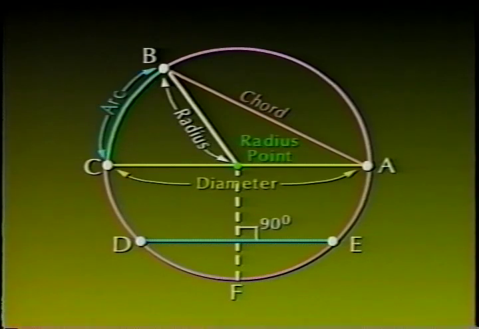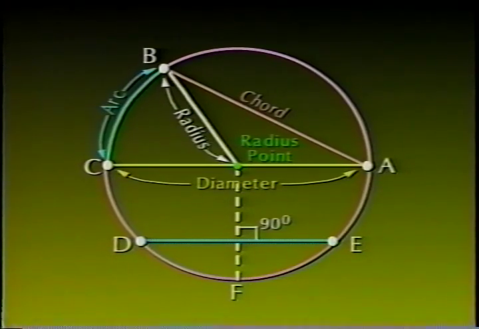If you traveled entirely around the circle, starting at point A and returned to point A, you would have walked the circumference of the circle. If you went from point A along the straight line to point C, which is the diameter which bisects the circle. The line from the radius point to point B represents the radius, which is 1/2 the diameter.